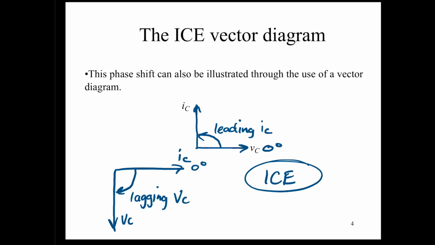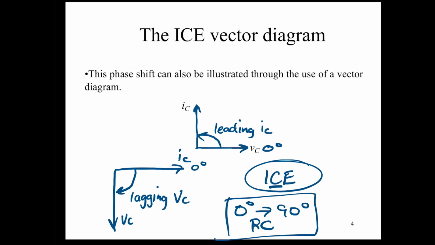Now realize this is for a purely capacitive connection. If it was a resistive and capacitive load, then we would have a value between 0 and 90 degrees. So that happens for an RC circuit. We have between 0 and 90 degrees because it's somewhat capacitive, somewhat resistive. And we'll see how the value of impedances determines that.